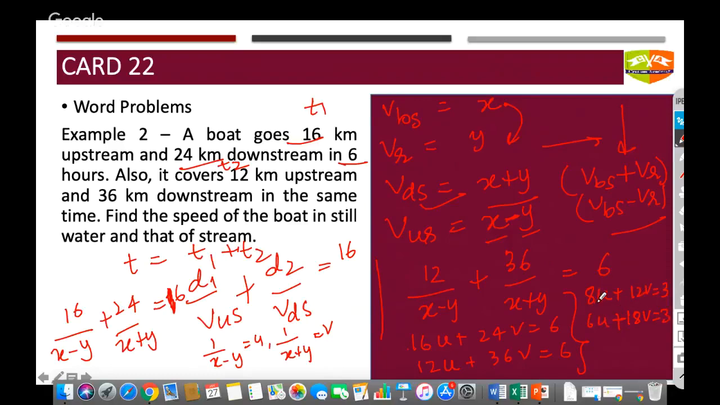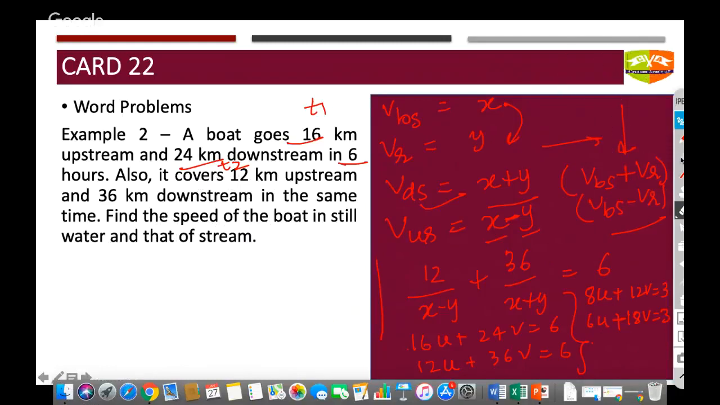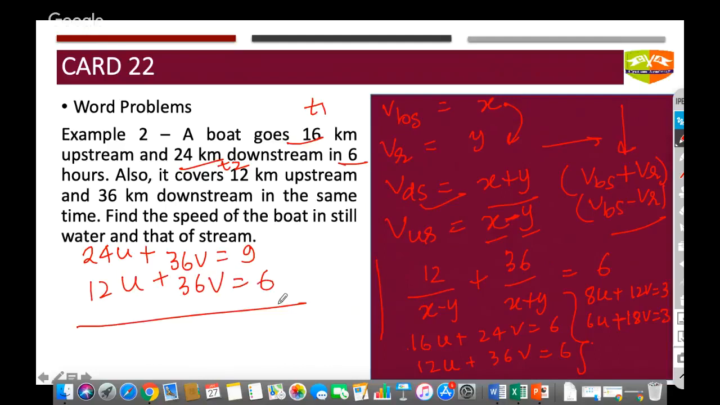Now this can be cancelled out easily, so I'll multiply this equation with 3 and this with 2. Multiplying this with 3 and this with 2, this gives me 24u plus 36v is equal to 9, and this gives me 12u plus 36v is equal to 6. Now this will give me how much? 12u is equal to 3, u is equal to 1 by 4.